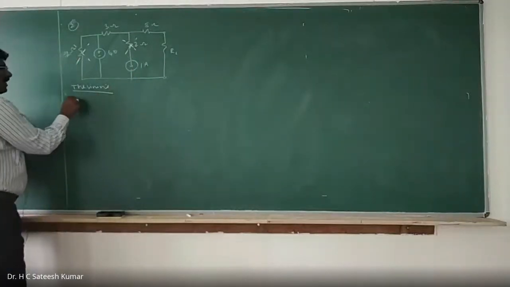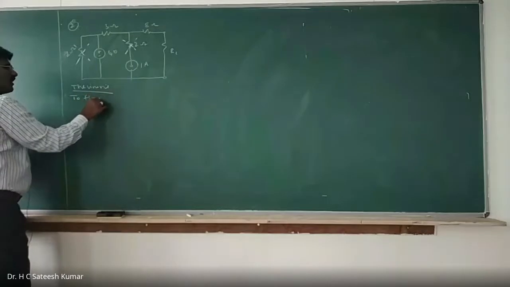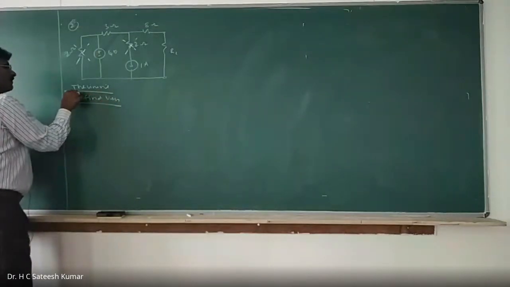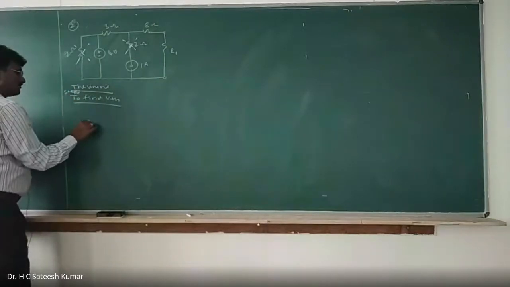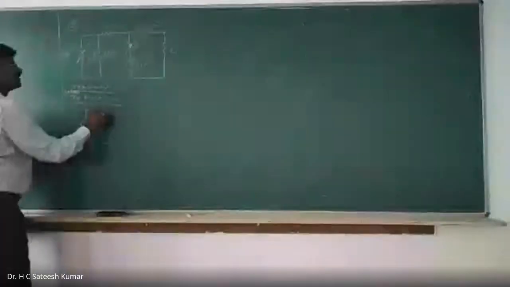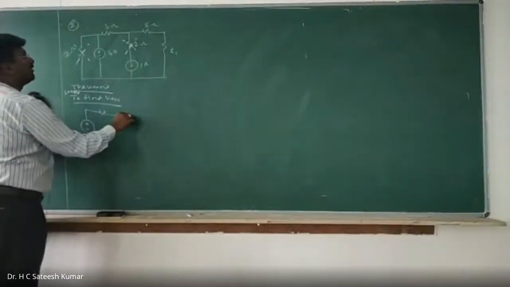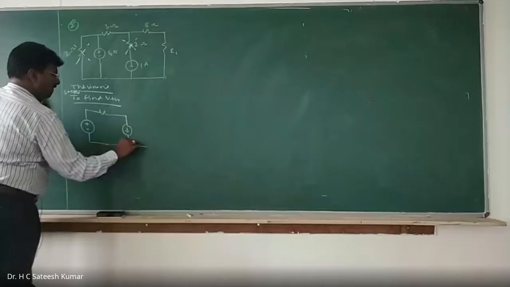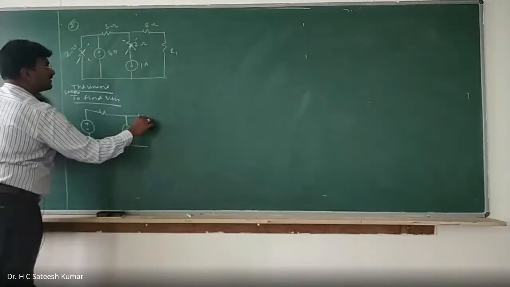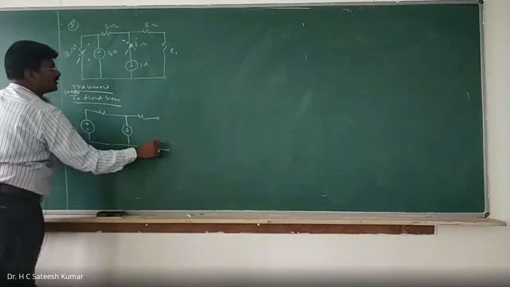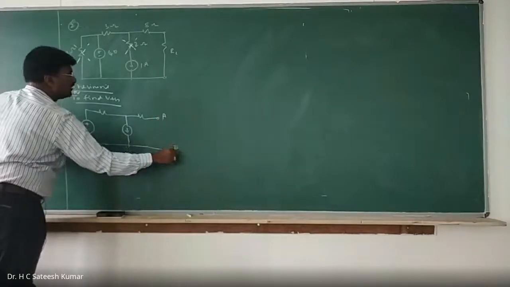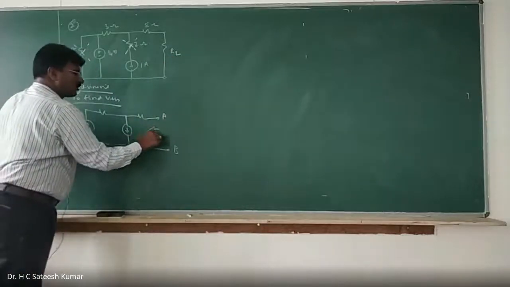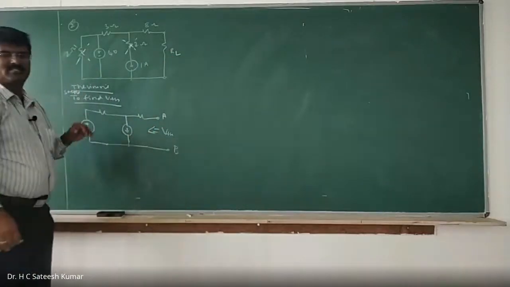What is that? To find VTH. Step number 1. So what I do is plus minus 1 resistance, and we have a current source, and there is a resistance open circuited. This is the terminal A, B. So remove the load, because if you want to find VTH, you will have to open circuit it, because its statement says that.